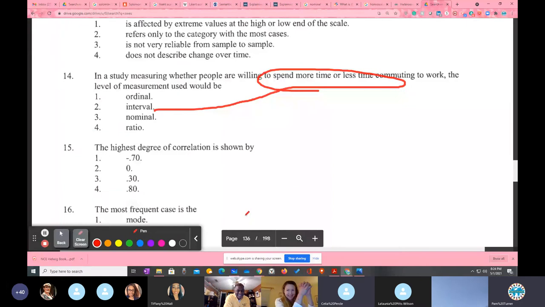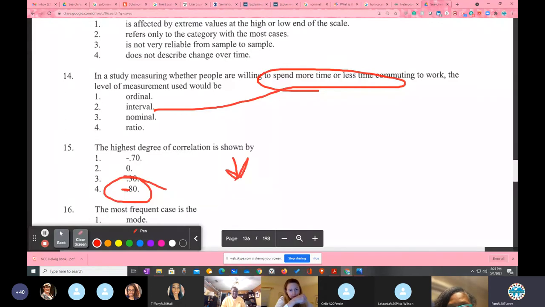Okay, 15. The highest degree of correlation is shown by which? Negative 70, 0.30, or 0.80. That is correct. If it was negative 0.80, would that still be the right answer? It would be. Correlation is relationship. So as the price of gas goes down and unemployment goes down, that's still a negative, right? But it's a relationship. So it doesn't matter if they go up or down. I'm just looking for the relationship.